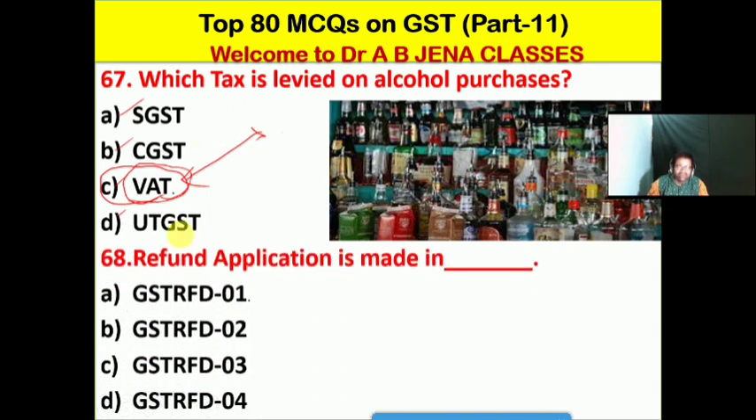So next one, the refund application is made in which form? Whether A, GST RFD1, B, it's GST RFD2, C, it's GST RFD3, D, it's GST RFD4. Friends, so A is the right option for this MCQ. Refund application is made in GST RFD1.